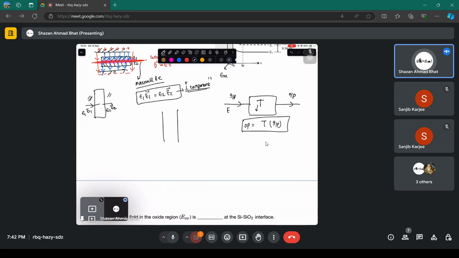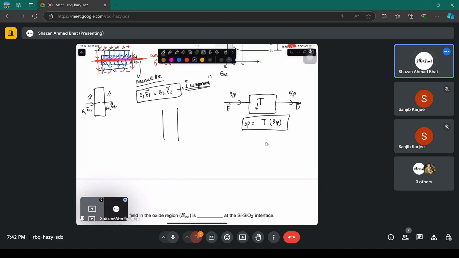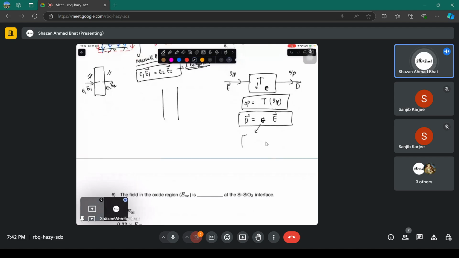If you give some electric field, you get output as the D vector, the electric displacement vector. What governs its conversion is epsilon, the permittivity. That's why you write D equals epsilon times electric field. This governs the medium's response to the external electric field. And it is basically a matrix, not a single value. It is different in different directions.